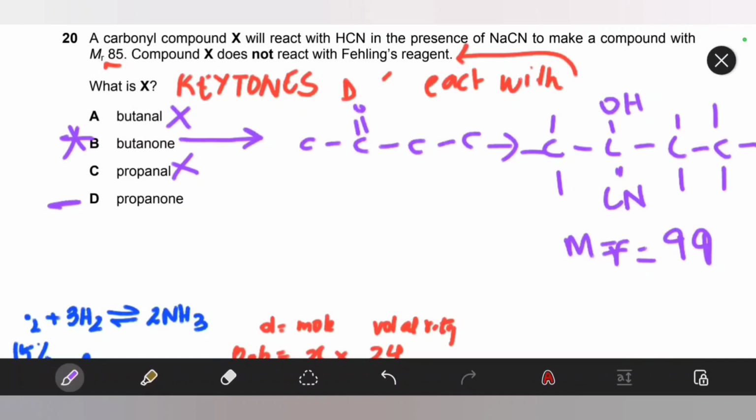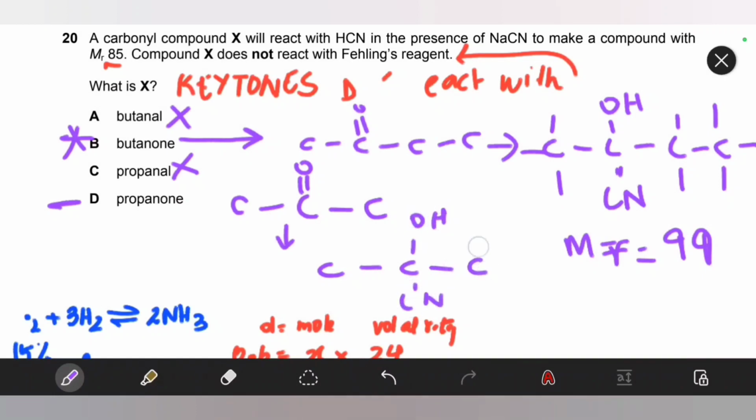Let's confirm if the answer is D or not. So propanone would be this, and its product would become then OH, CN, and so on. There are 4 carbon atoms, and 1, 2, 3, 4, 5, 6, 7 hydrogen, and oxygen and nitrogen, 85. So its MR is 85, so the answer is D.